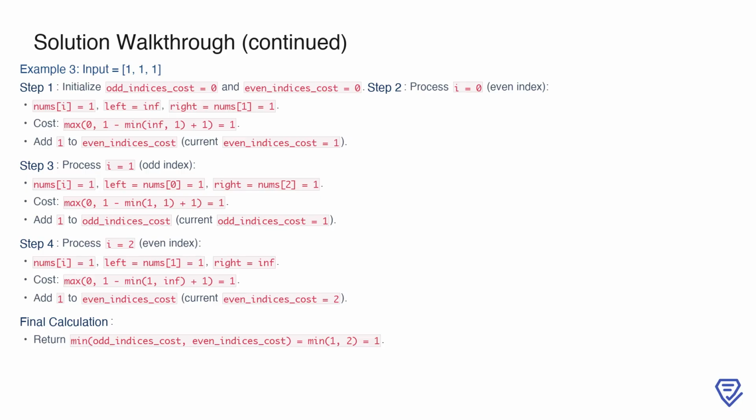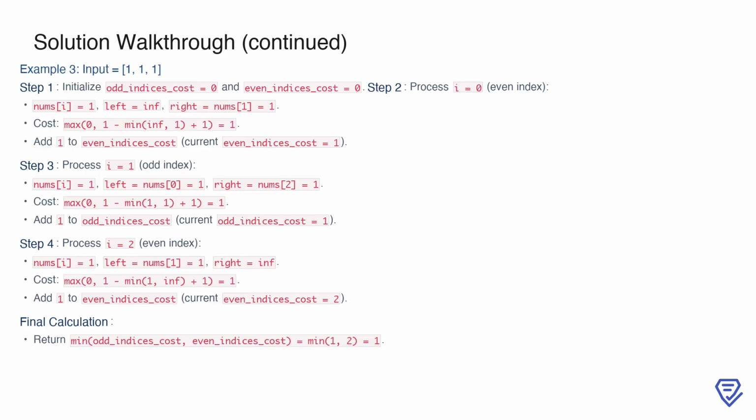Adding this to even_indices_cost updates it to 1. Next, for index 1, which is an odd index, nums[1] equals 1. The left neighbor is nums[0] equals 1, and the right neighbor is nums[2] equals 1. The cost to make nums[1] smaller than its neighbors is max(0, 1 - min(1, 1) + 1), which equals 1. Adding this to odd_indices_cost updates it to 1.